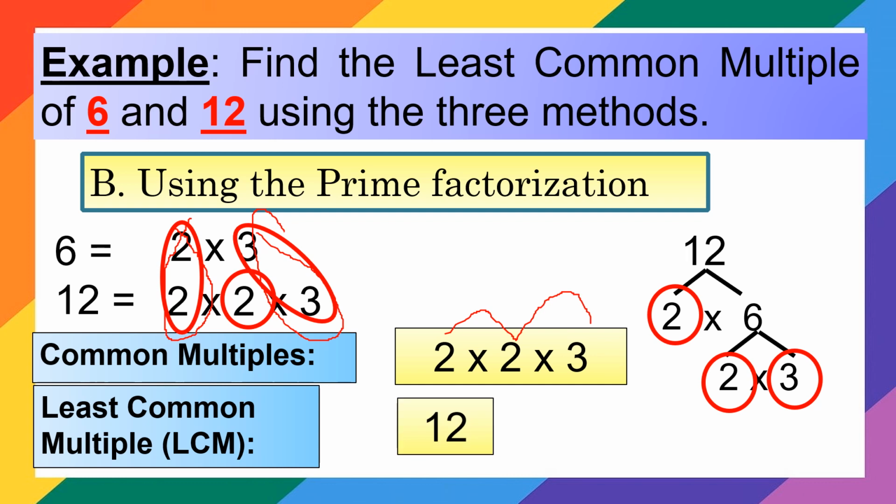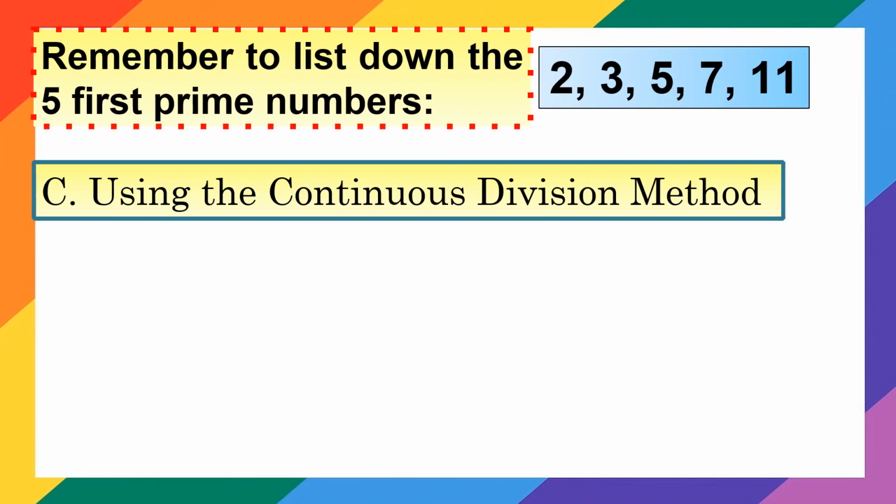Okay, so let's proceed to the third method, using the continuous division. So we're going to get the LCM of 6 and 12 again using continuous division. For 6 and 12, you're going to think of a number that we can use as a divisor for 6 and 12. So we're going to start from the smallest prime number, which is 2. If we divide 6 by 2, the answer is equal to 3. And 12 divided by 2 is equal to 6.